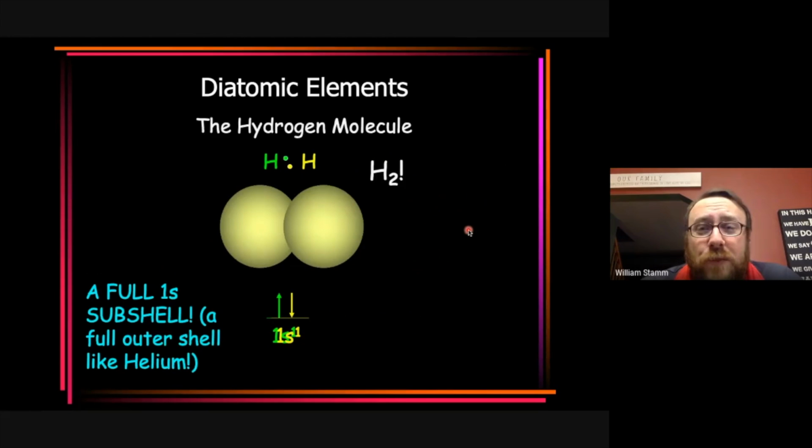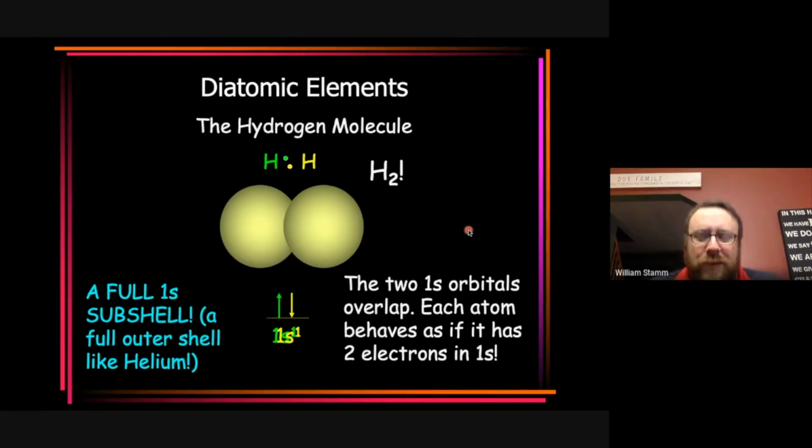It has a full 1s subshell then. Full is good. Full is stable. It basically is mimicking the outer shell of a helium atom, which is a noble gas, because they all want to be like a noble gas. These two 1s orbitals actually overlap together, and that's what the actual bond is. So each atom, since they're sharing the other electron from the other H atom, acts like it has 2 electrons in, because they're sharing. Both of them are equally sharing. This H is sharing the yellow one. This H is sharing the green one.